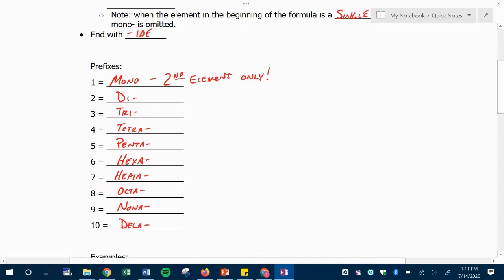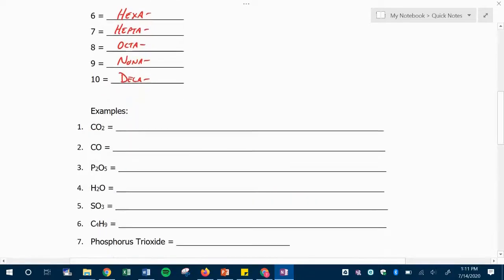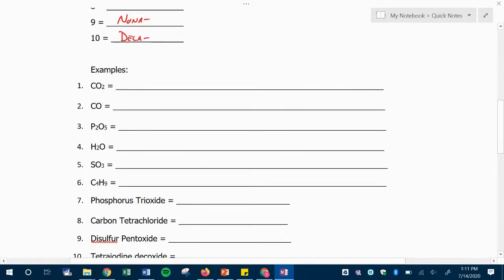These are the prefixes that we use when it comes to naming or writing out the formulas for our covalent compounds. Let's look at some examples. First up, we have CO2. A lot of you could probably tell me this is known as carbon dioxide. Since there's only one carbon according to the formula, there's no prefix. It's just regular carbon. And then for the 2, the prefix is di, so dioxide.